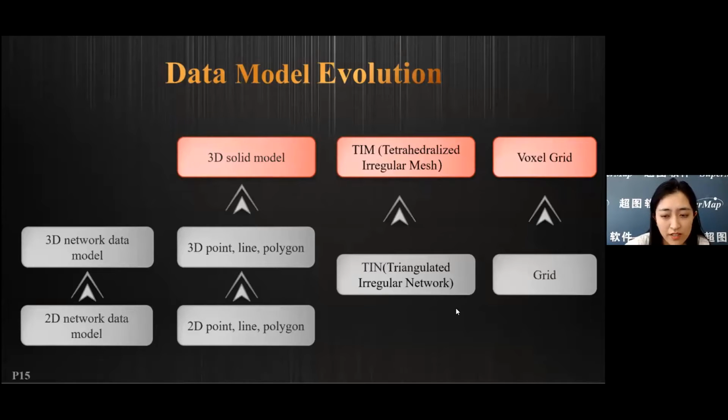In addition, in order to represent the continuously distributed and heterogeneous data in our daily life, such as temperature and sunshine distribution, the traditional TIN and grid data are upgraded to TIM and the Voxel Grid.